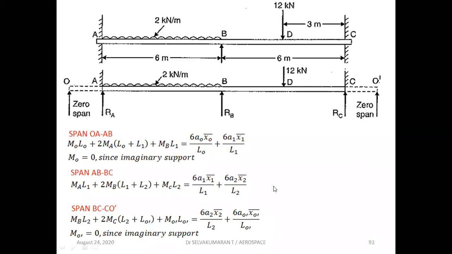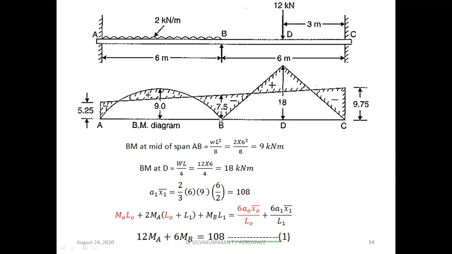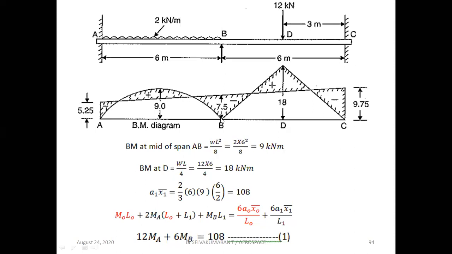Now we have to draw the Mu diagram by considering the individual spans as individual simply supported beams. You can see here this is the Mu diagram due to vertical loads. Bending moment at mid of span AB is WL square by 8 because it's UDL. W is 2, L is 6, so 2 into 6 square by 8, that is 9 kilonewton meter. On AB, WL square by 8 is the maximum bending moment at mid of AB.